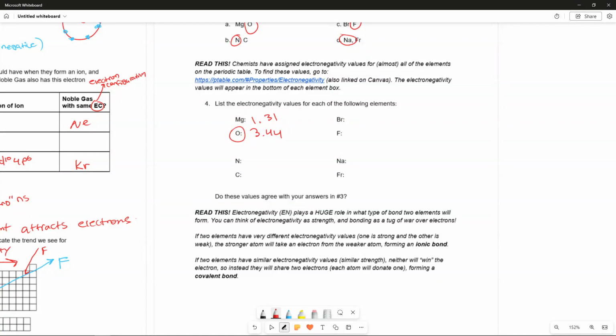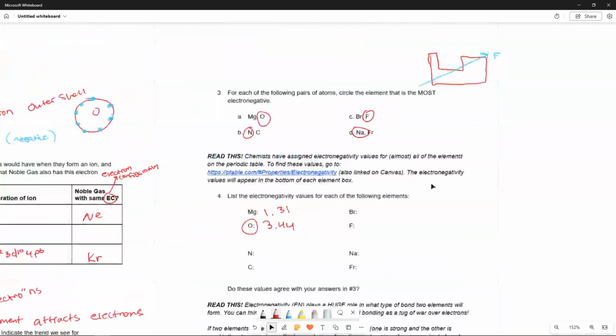Oxygen. That's it. So by it saying, do these values agree with your answers in number 3, it's basically asking you to prove that you're right and this trend is correct, right? Because oxygen's more up than magnesium, which is here-ish, it's going to have more electronegativity. But if we look at the numbers, it proves that. That's all it's saying.